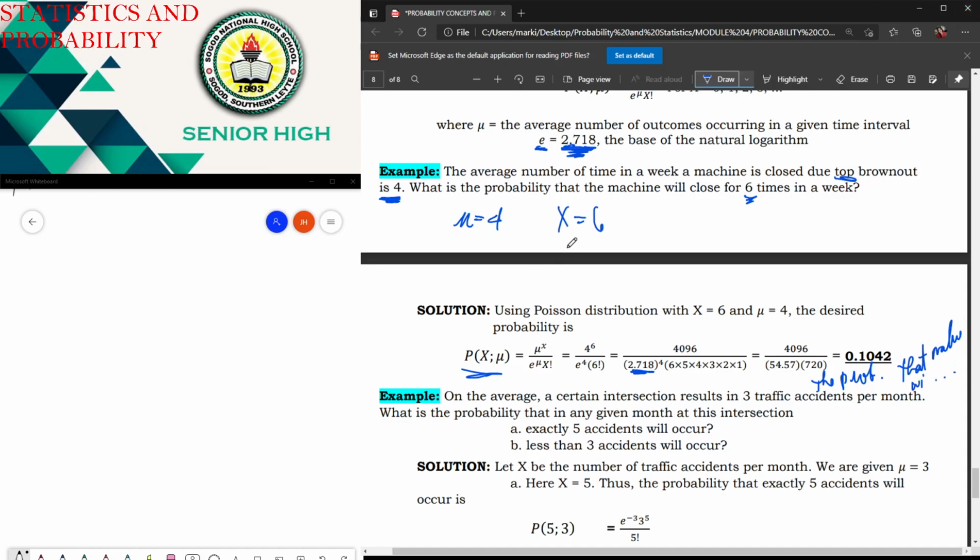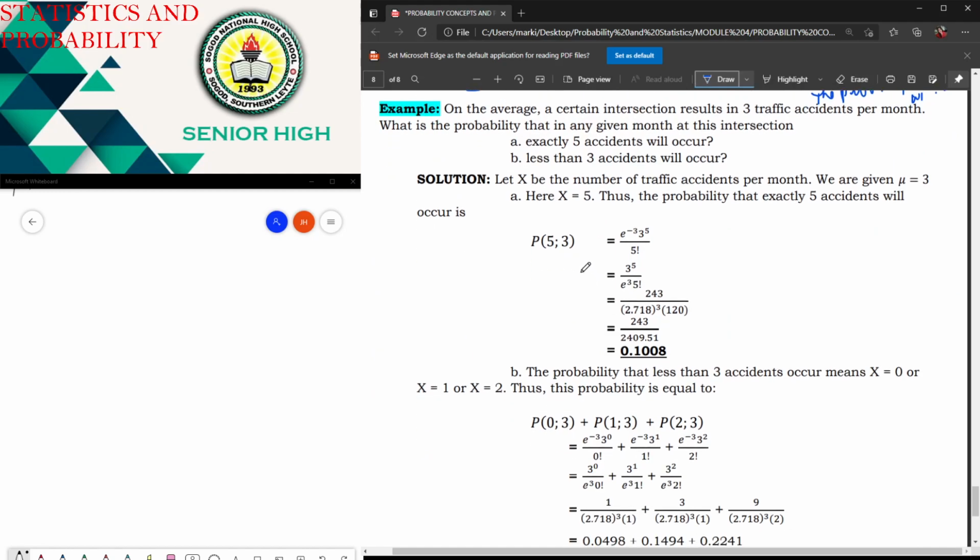Okay, so that's it. How about the second example? On the average, a certain intersection results in 3 traffic accidents per month. What is the probability that in any given month at this intersection, letter A, exactly 5 accidents will occur, and letter B, less than 3 accidents will occur?